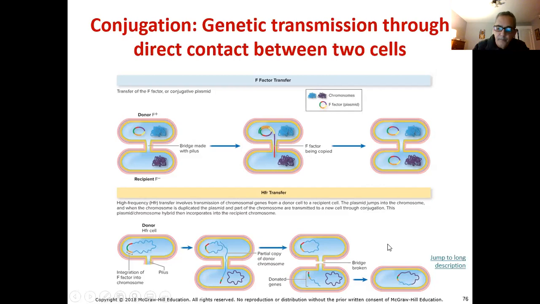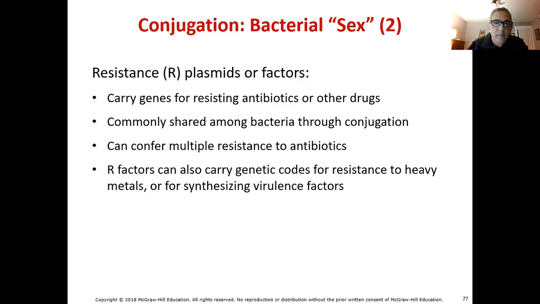Now, you have resistance plasmids because they carry genes for resisting antibiotics or other drugs. These are commonly shared among bacteria through conjugation. They can actually result in multiple resistance to antibiotics. They can also carry genetic codes to be resistant to heavy metals or for synthesizing virulence factors.